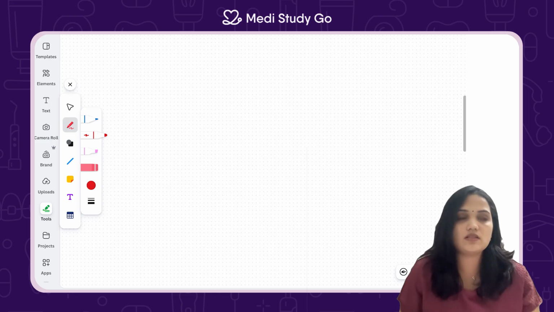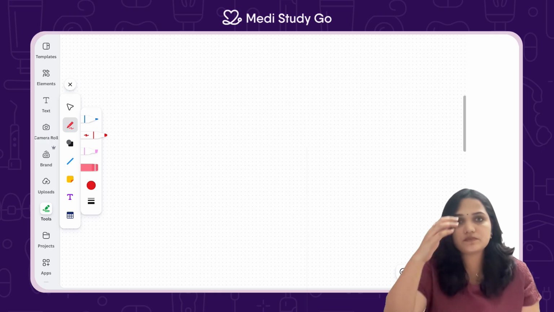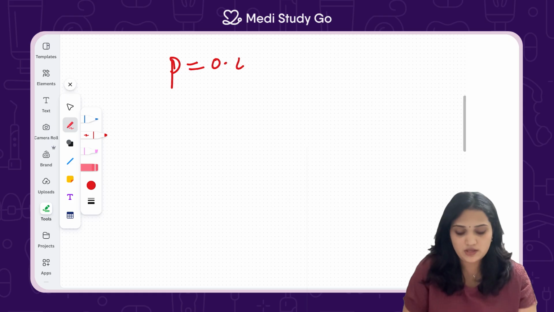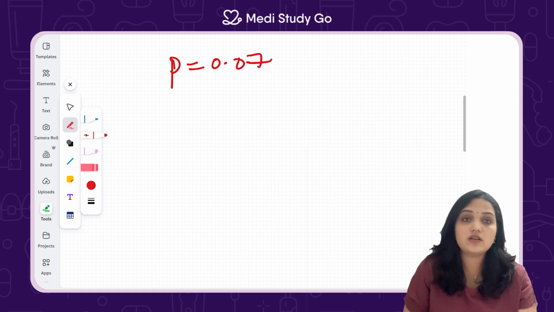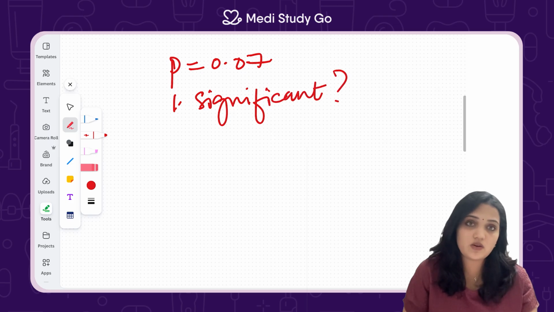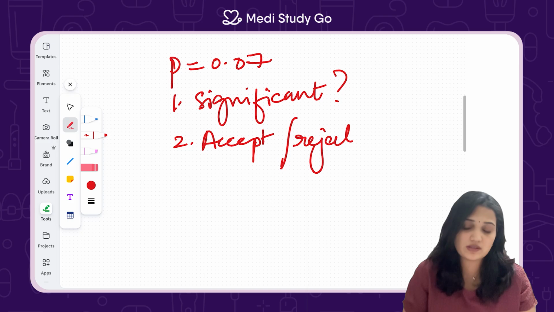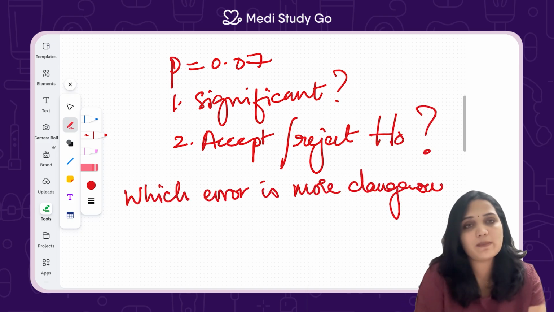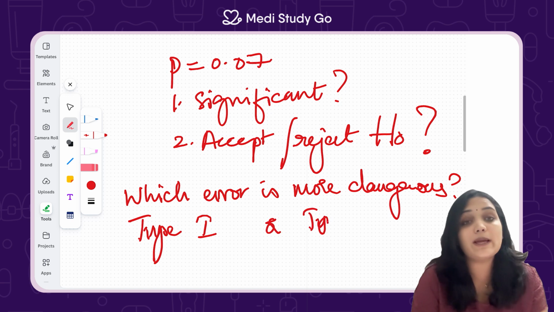Okay, let's do an example. There is a study and you get a p-value of 0.07. Tell me, is it significant or not? Do you accept or reject the null hypothesis? And one more, which error is more dangerous in public health? Type 1 or type 2?